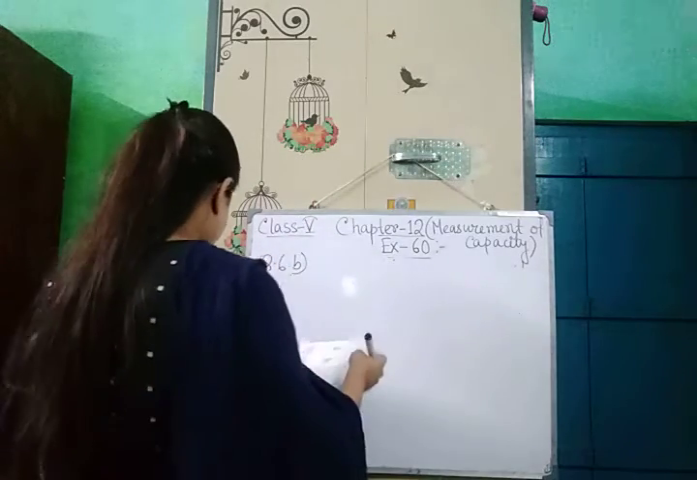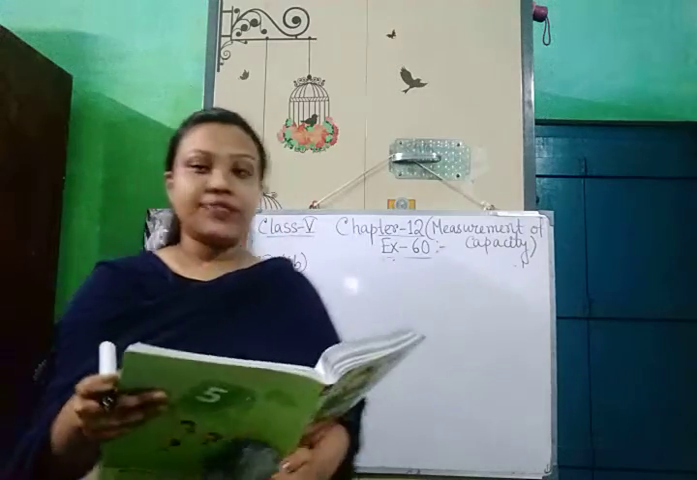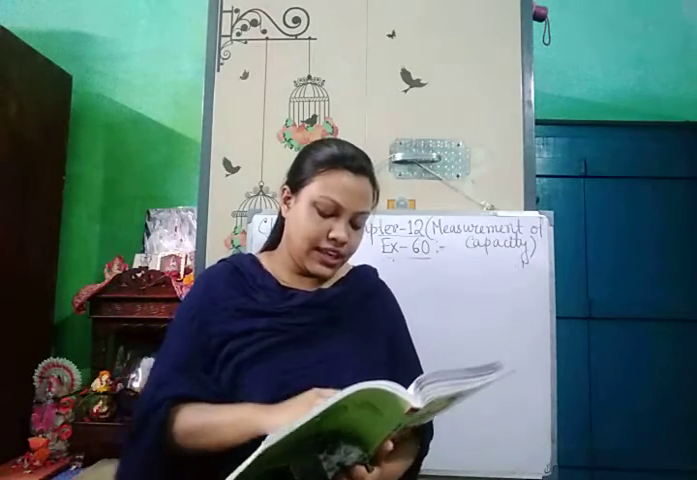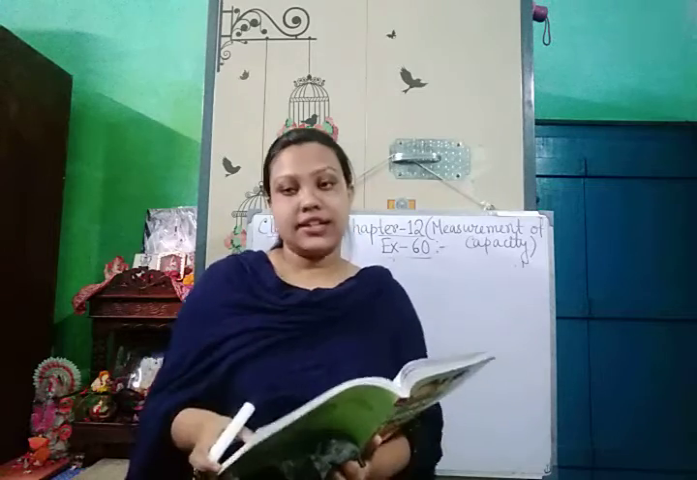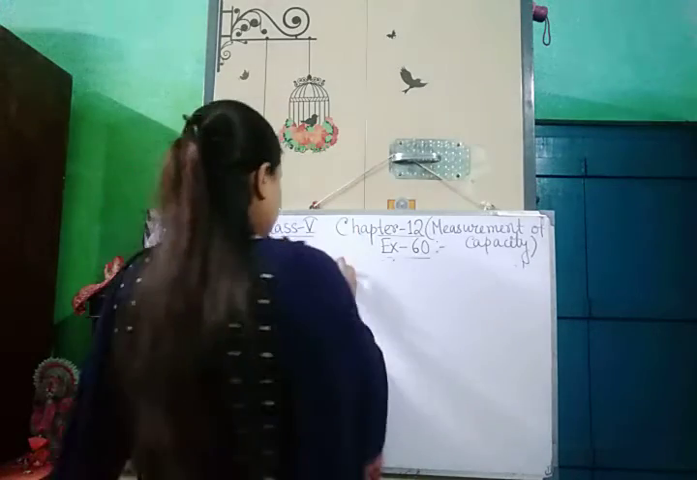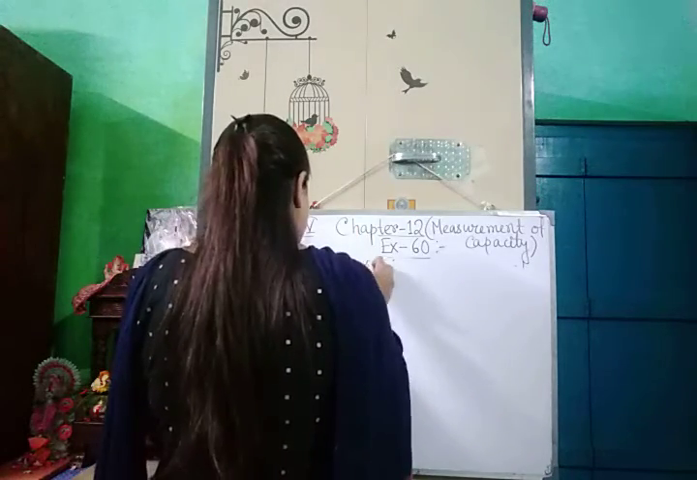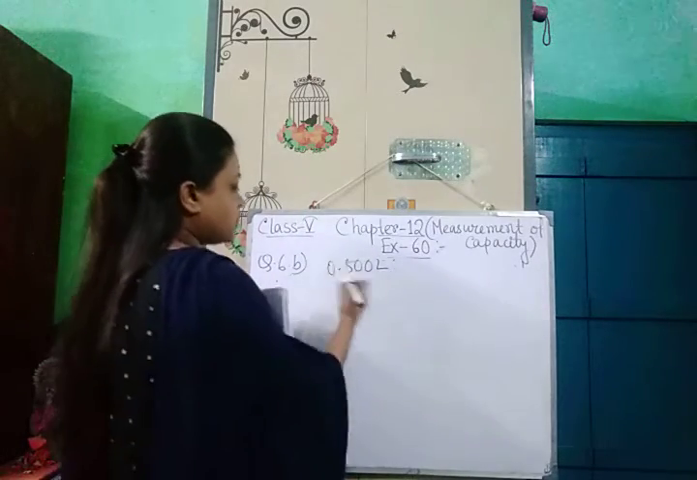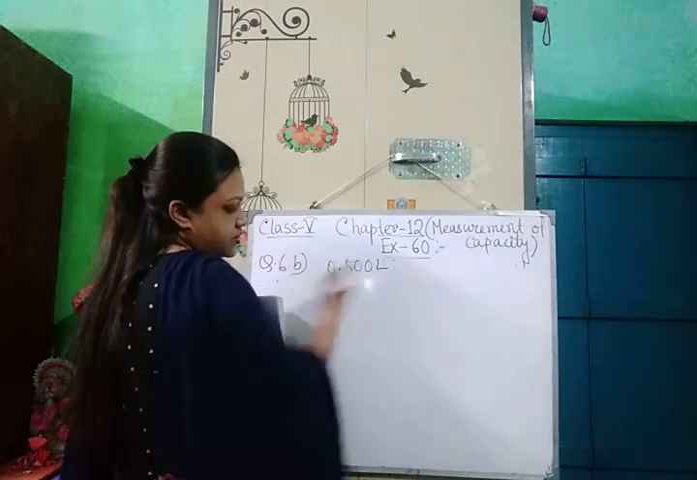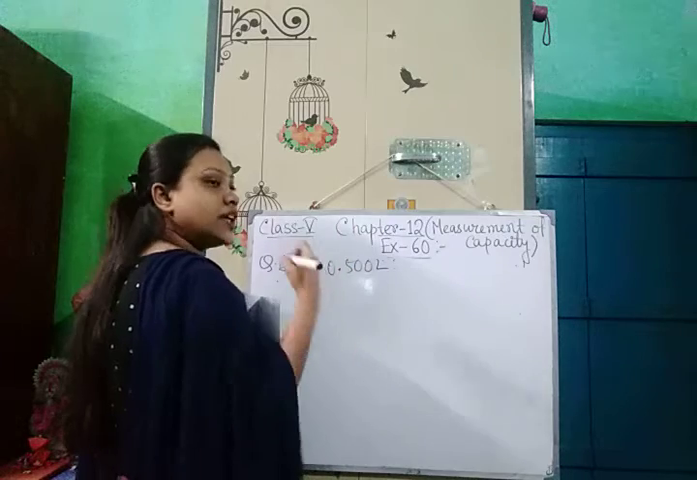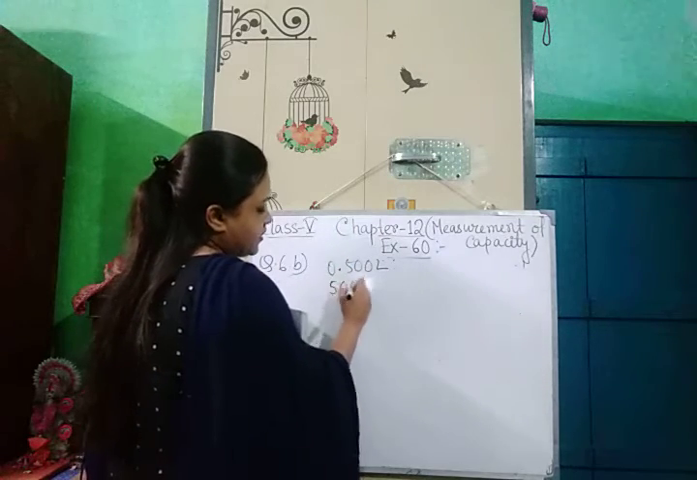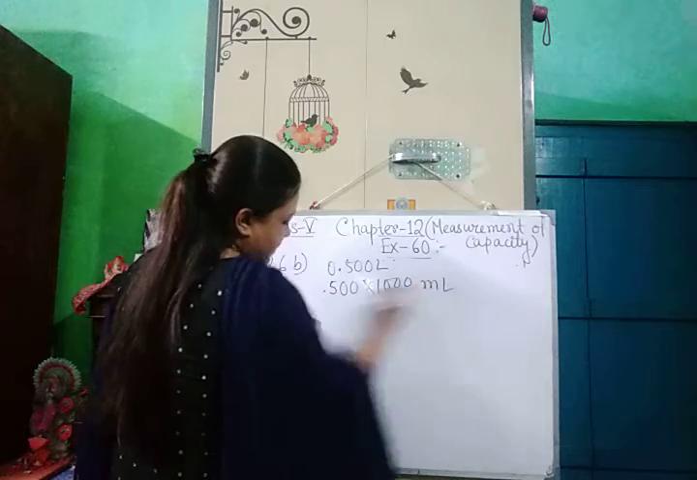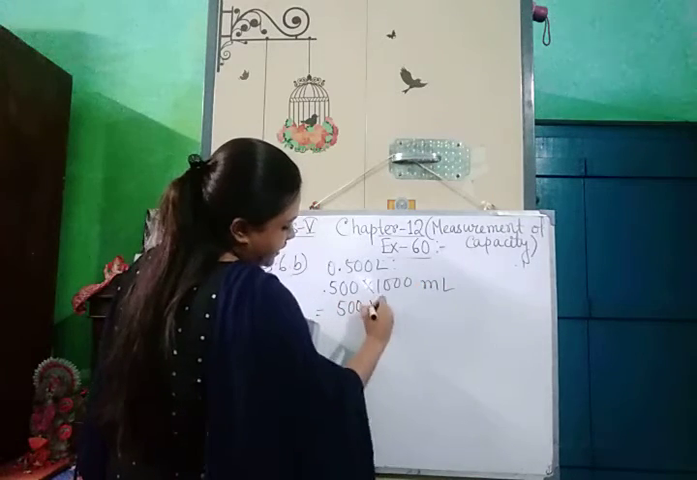See, 0.500 liter oil can be measured by using two 200 ml and dash 100 ml containers. So what is the capacity? 0.500 liter. So that means what? 0.500 liter means we can convert it to ml. So it will be 0.500 into 1000 ml. That means 500 ml.